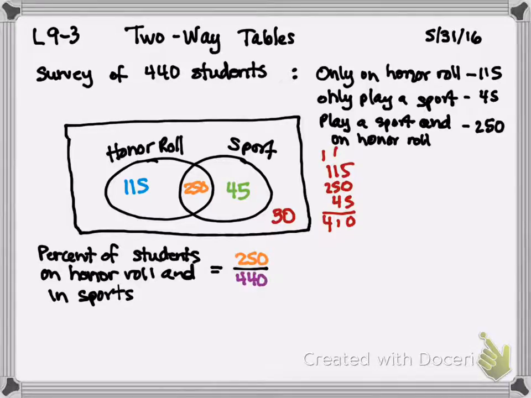Now, using a calculator, I would get 250 divided by 440. Oh, okay. So to find this one, that would be about 0.568. So if I rounded that to the nearest hundredth, that would be about 0.57.